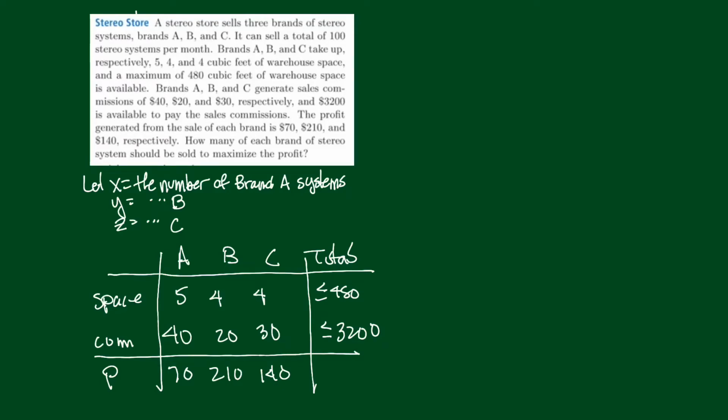So now I'm going to write from this our linear program. We want to maximize our profit, and the profit is $70 times the number of A-type stereos we sell, that's our X, 210 times the number of B systems we sell, that's our Y, and 140 times the number of C systems that we sell, that's our Z. So here's our objective function right here. We want to maximize that subject to these constraints.